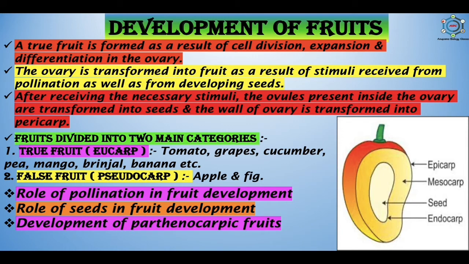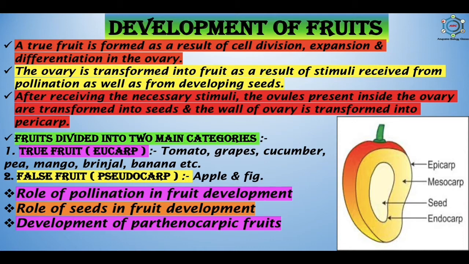Now, the development of parthenocarpic fruits. You know that parthenos means virgin and carpus means fruit. So, some plants are able to produce fruits without fertilization, and such fruits are called parthenocarpic fruits. These are seedless or contain empty or non-viable seeds.